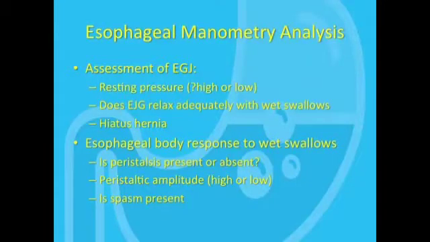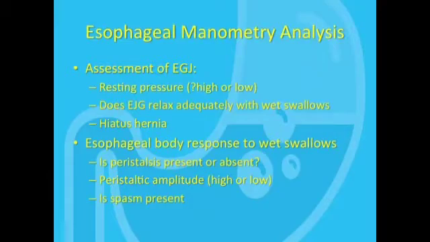Right, so I made the point last week that esophageal manometry analysis is really concerned with two principal factors. First, we are concerned about the EGJ. Is the resting pressure high or low? And does the EGJ relax adequately with wet swallows? Secondly, we are concerned about peristalsis in the esophageal body. Is peristalsis present or absent? Is the peristaltic amplitude high or low? And is there spasm?